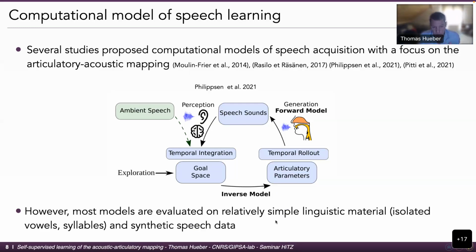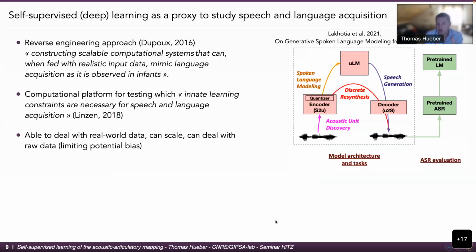However, most of those models are evaluated on relatively simple linguistic materials, such as isolated vowels or syllables, or synthetic speech data, not real-world and massive speech data. On the contrary, we have another research line, based on self-supervised deep learning, so the use of deep neural networks trained in a self-supervised manner as a tool or a proxy to study speech and language acquisition. This is based on the reverse engineering approach proposed by Dupoux in 2016 in a position paper. To quote Emmanuel Dupoux, the goal is to construct scalable computational models or systems that can, when fed with realistic input data, so real-world data, mimic language acquisition as it is observed in infants.